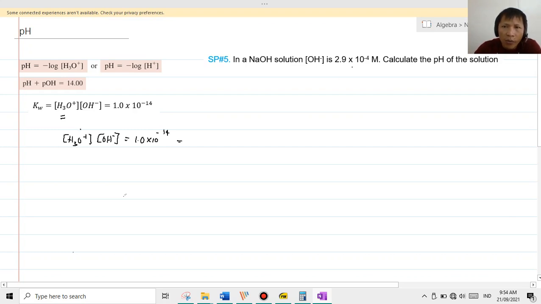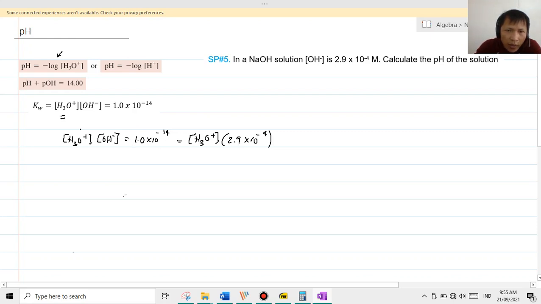Since you were given OH, and you want to find the H3O plus, you can calculate it using this formula. H3O plus, and then substitute OH, which is 2.9 times 10 to the negative 4. I will just remove the units.